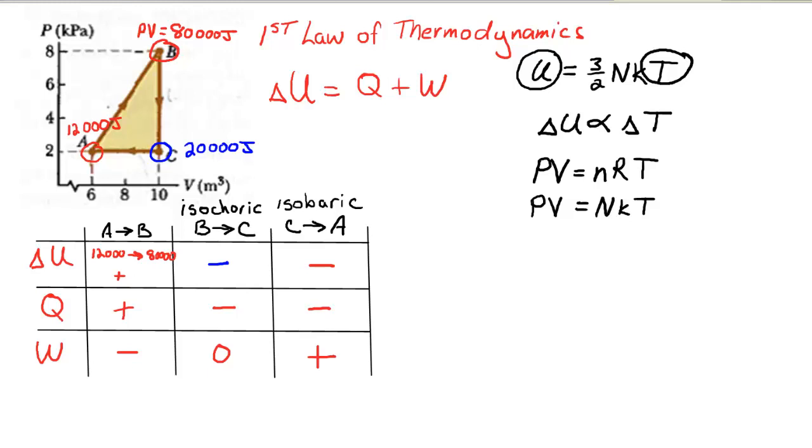Now lastly, let's make room for the entire cycle and see if we can predict the overall sign of delta U, the overall sign of Q, and the overall sign of W. So to do that, I'm going to add one more column at the end that represents our entire cycle.